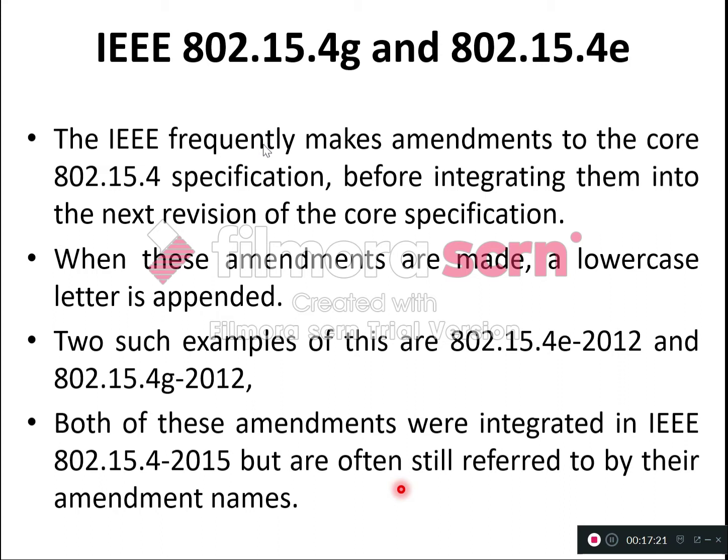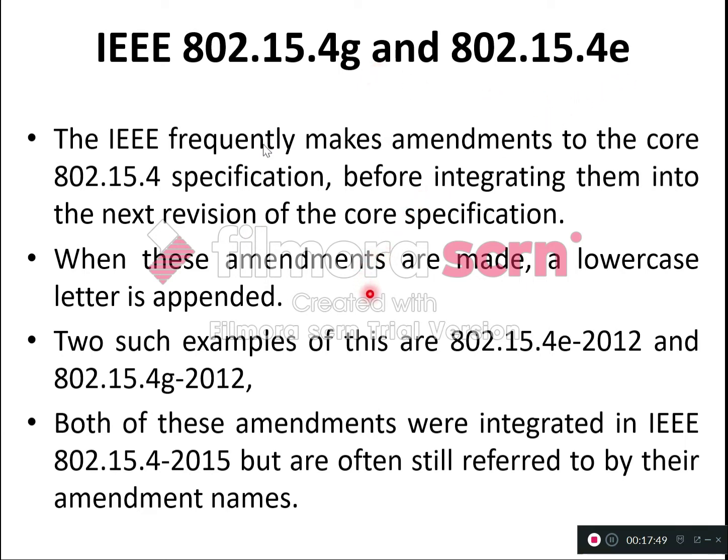Now let us move on to other flavors of 802.15.4, which are 802.15.4g and 802.15.4e. The IEEE frequently makes amendments to the core 802.15.4 specifications. That's why we have this g and e. It is making some amendments.